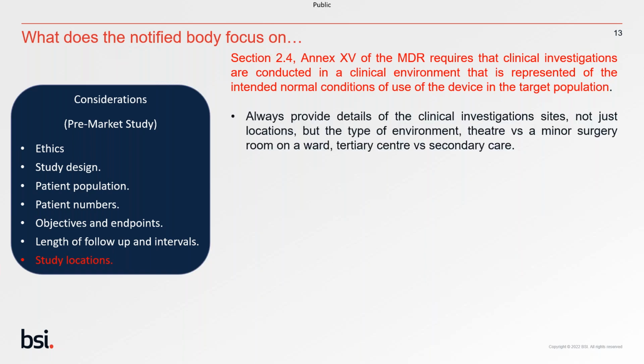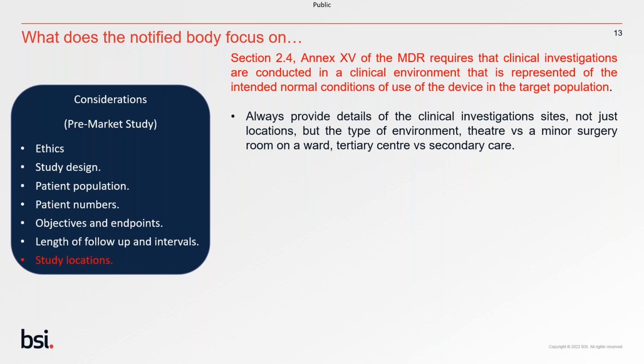So when we think of study locations, we're not just thinking of geographical location, okay? We're not thinking about what country, what center, but also thinking about the type of environment in which that study was conducted, and some reference to that is always helpful to the notified body. For example, we may see studies where typically they may be performed in a theatre, but we also know there are some devices, or some clinical investigations, that are looking at trying to improve the efficiency of the clinical pathway and may be conducted in an alternative environment.